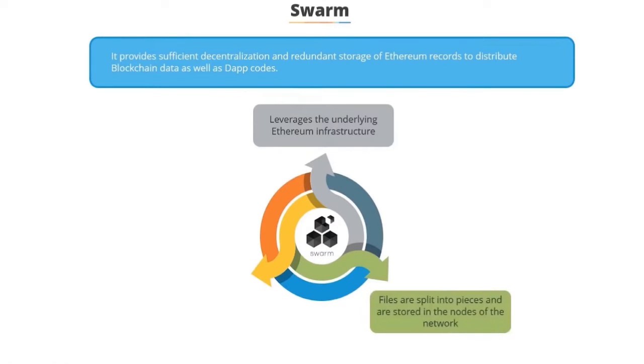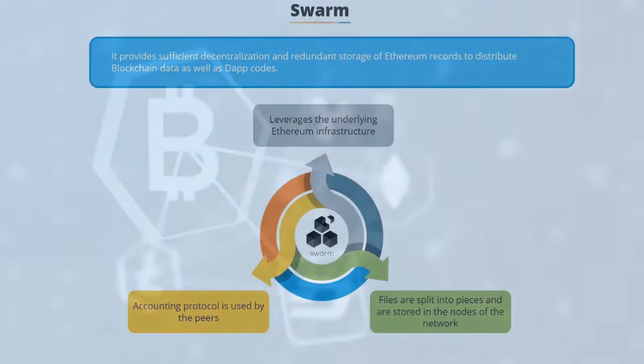The files are split into pieces and are stored in the nodes of the network. An accounting protocol is used by peers to keep track of these chunks delivered and received, and resulting micropayments associated with it.